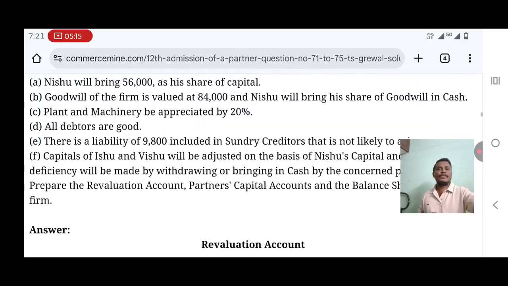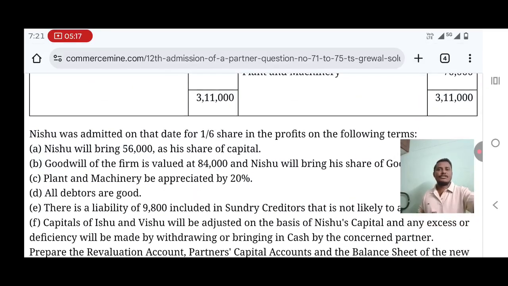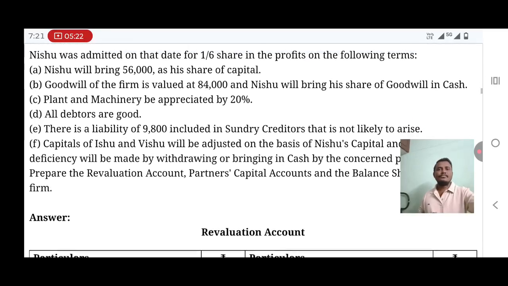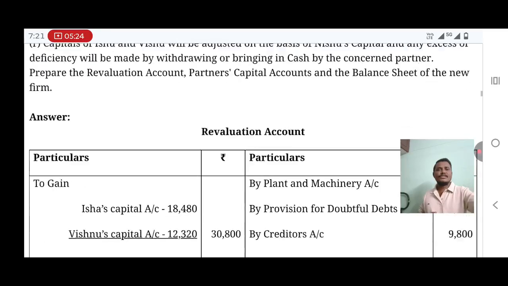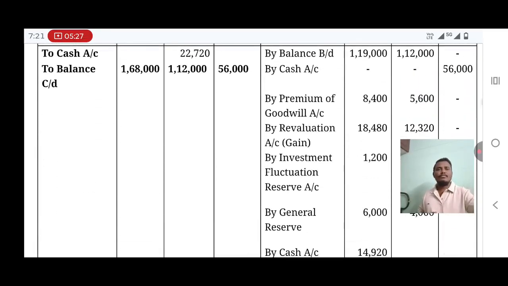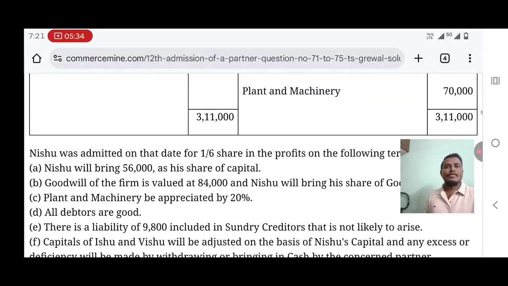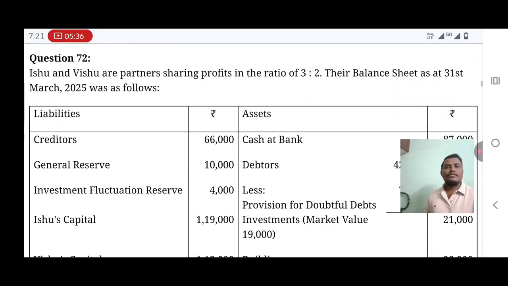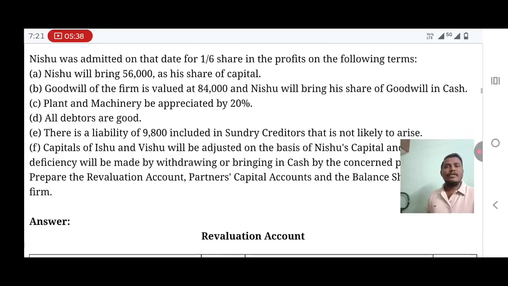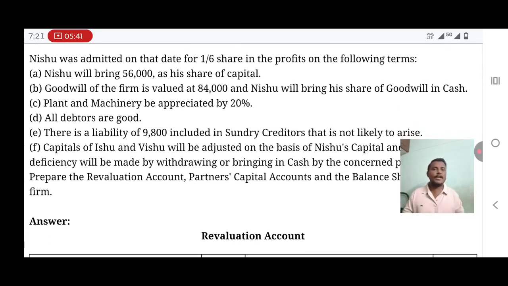Next, Nishu is bringing 56,000 as her share of capital in cash. They have said that it is in cash. So by cash account 56,000. Goodwill premium, that also you split. So goodwill is 84,000. Goodwill of the firm is valued at 84,000. Nishu's share is 1 by 6.